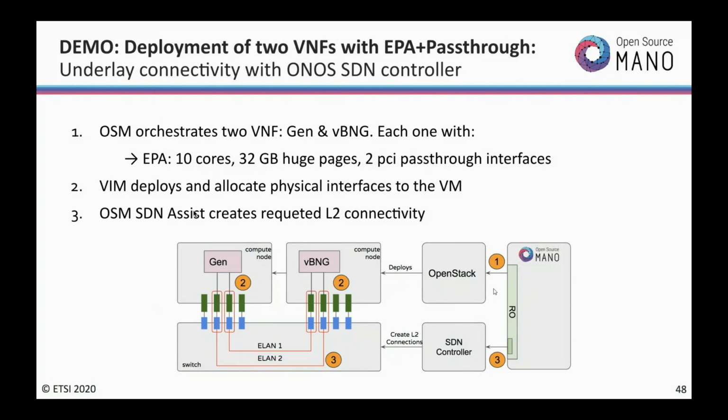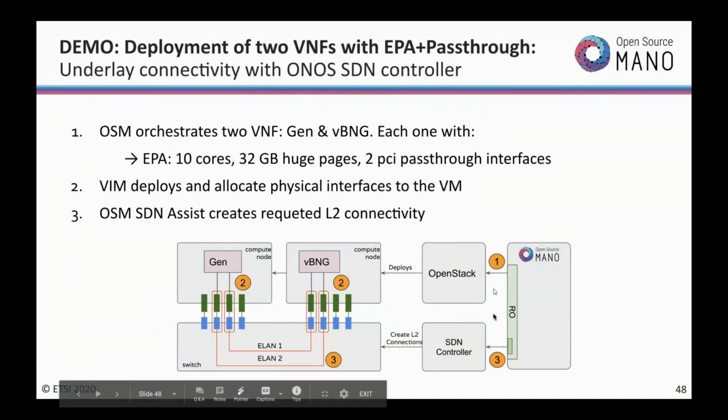So the demo will show that, firstly, using OpenStack, OpenStack deploys the two virtual machines and allocates them in some place. Once deployed, OSM, using the SDN Assist tool through an SDN controller, is going to interconnect these interfaces. So the underlay connectivity, or the layer 2 connectivity, is not done by OpenStack, by the VIM, it is done by the SDN controller, the one in this slide.